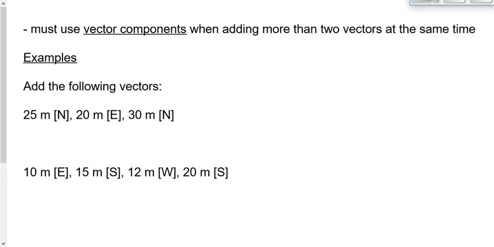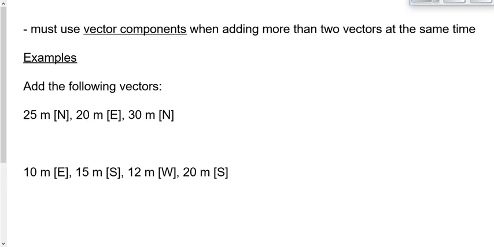All right. So what do we mean here? Add the following vectors together, three vectors, use components. If I said 25 meters to the north and 20 meters to the east, easy. Well, not easy, but we'd draw it just like we drew it before, front to back or head to tail, draw a resultant vector from start to finish.